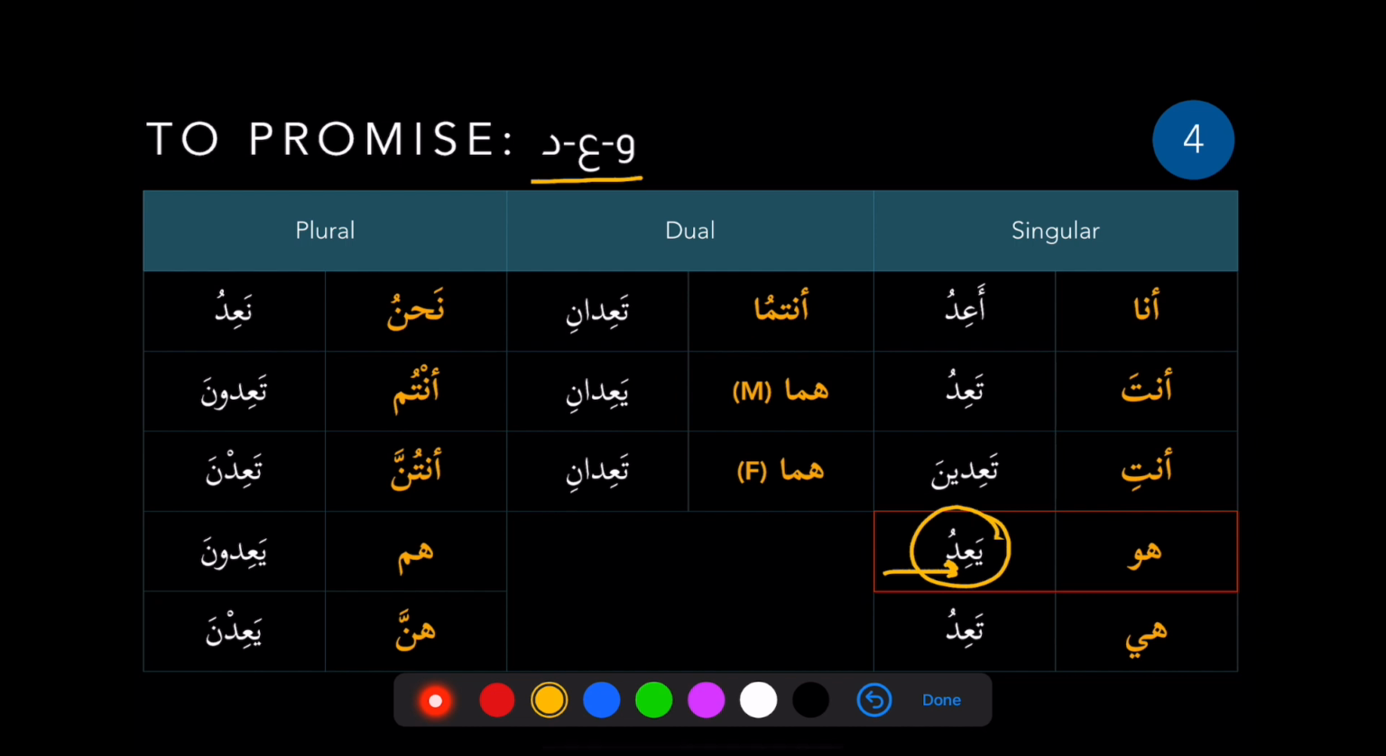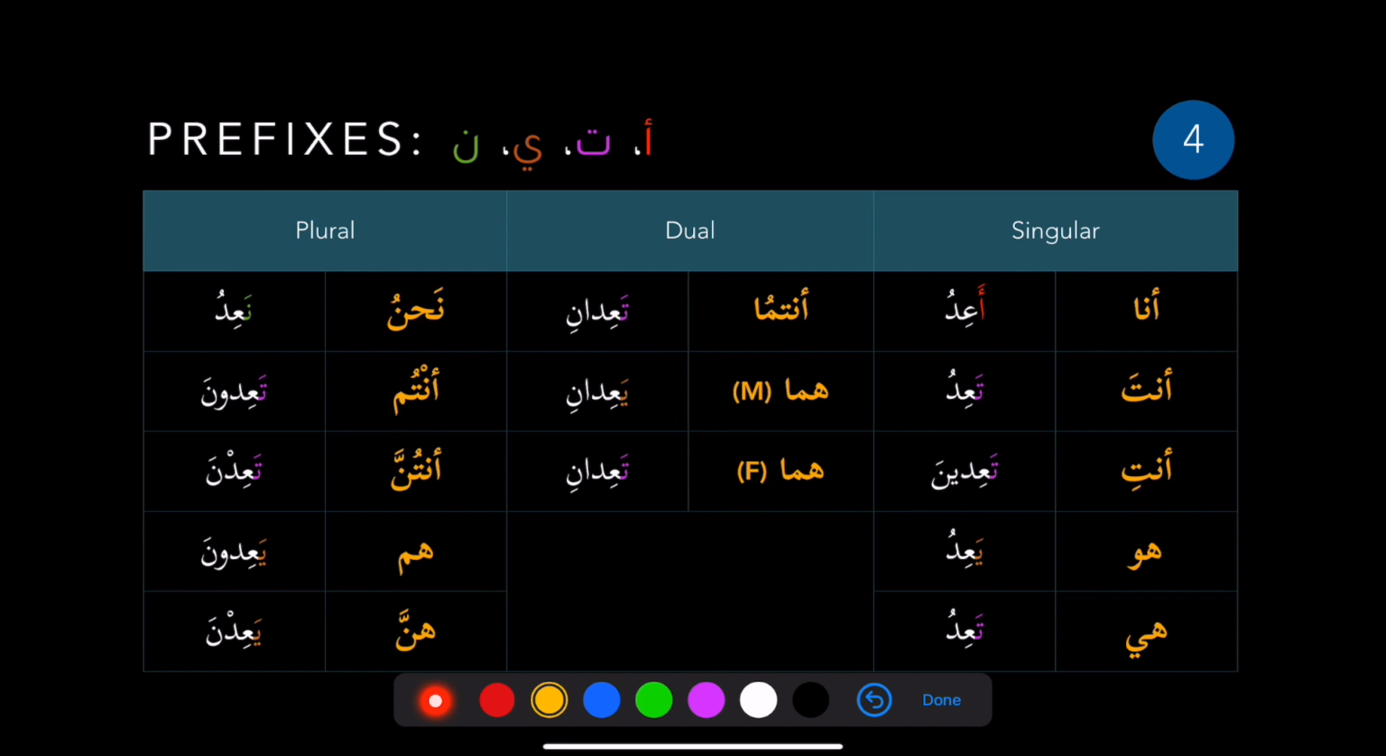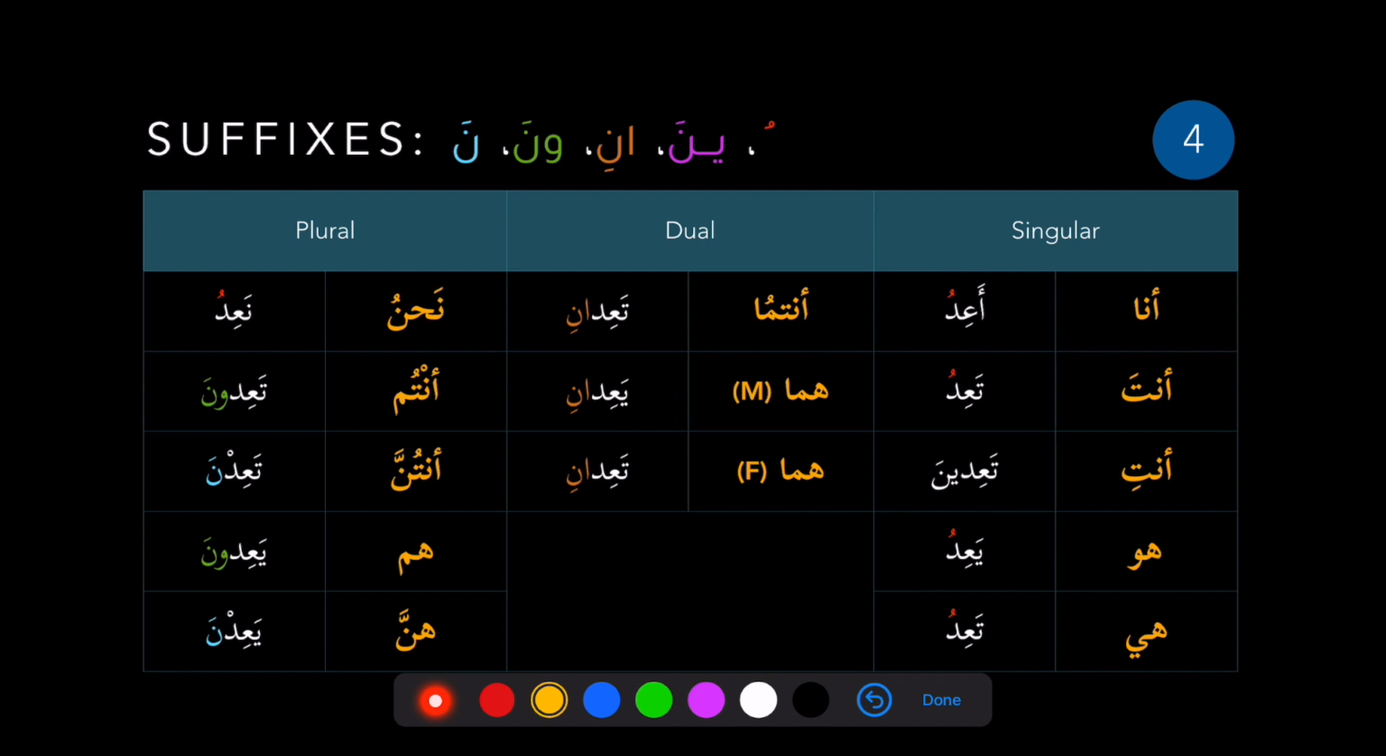There weren't many irregular changes. We basically followed the same patterns we have since the beginning of this lesson. The prefixes all remain the same, and the suffixes also remain the same. They all followed the consistent pattern of adding a dhamma, ina, ani, una, and na to the roots we've been working with throughout the lesson.